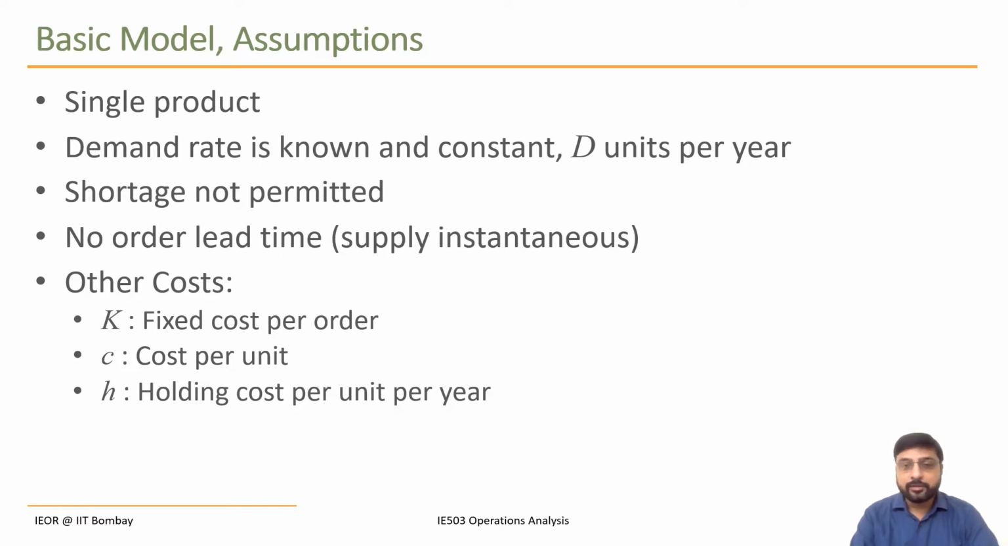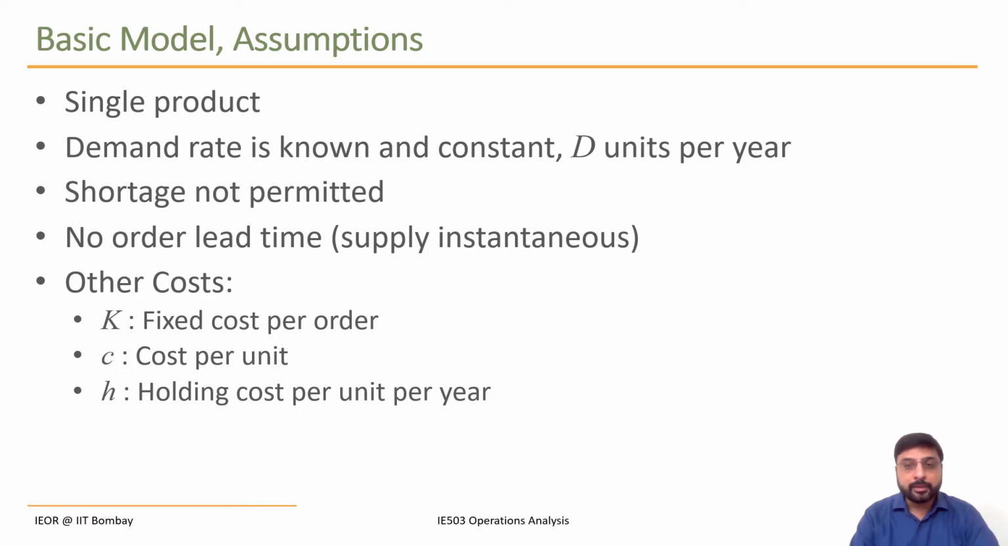At the basic level, we are going to assume that there is only a single product for which we are going to order. The demand rate for the product is known and is a constant D units per year. Shortages are not permitted. No order lead time, that is supply is instantaneous. As soon as we supply, the material is going to be delivered.